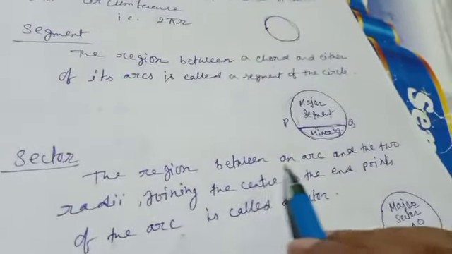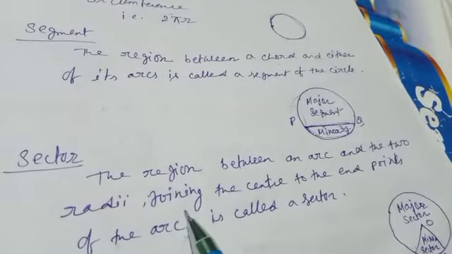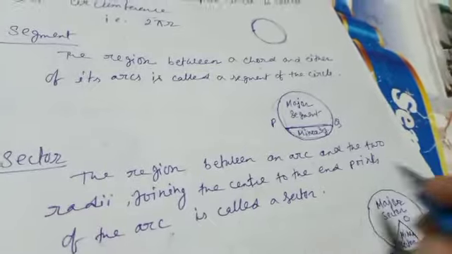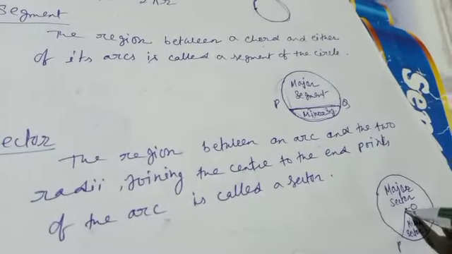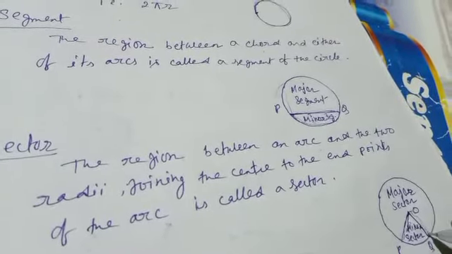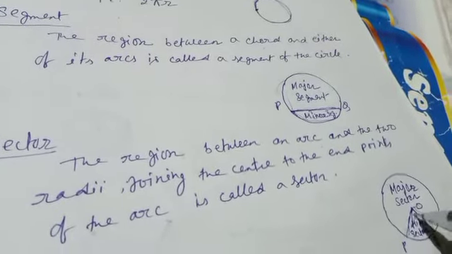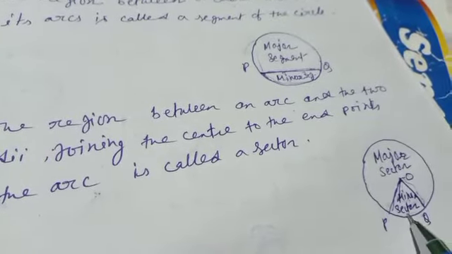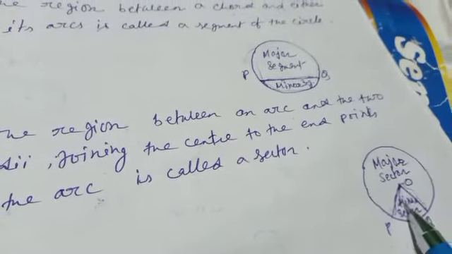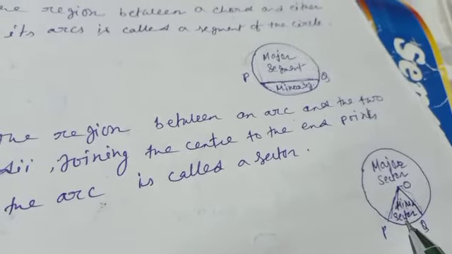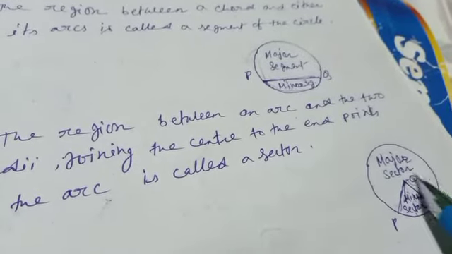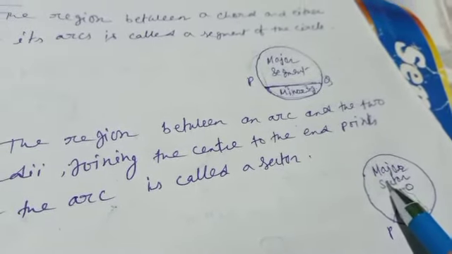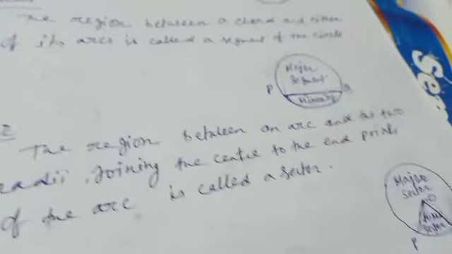Sector. The region between an arc and the two radii joining the center to the end points of the arc is called a sector. Suppose this O is the center, then OP is the radius, and OQ is also a radius. These two radii with this arc form what I have written as the minor sector. Then, the opposite way, these two radii and this arc form the major sector.